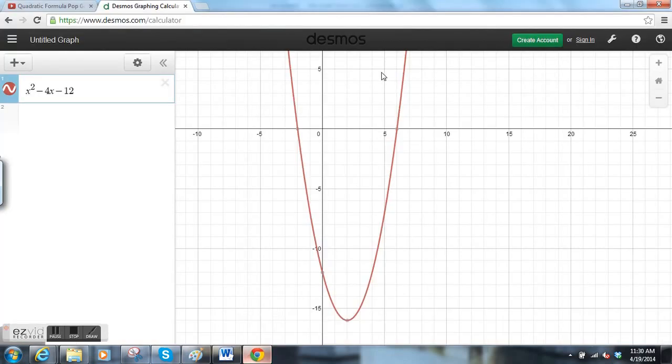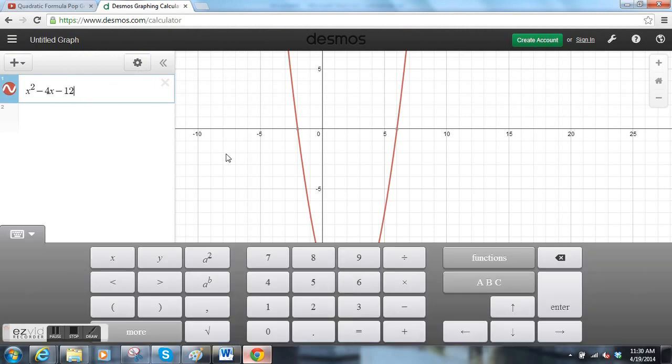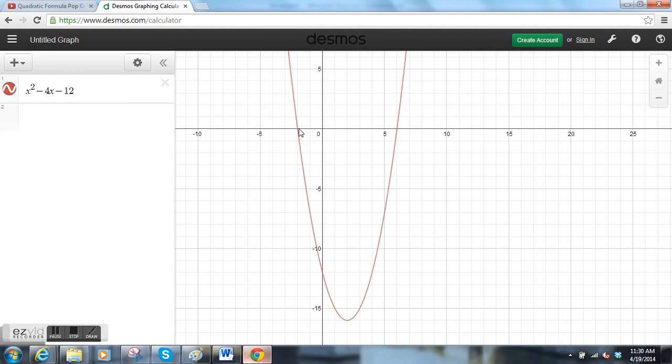I also, very cleverly, graphed this one for you. X squared minus 4x minus 12. You can graph it like this on your graphing calculator, or if you're at home on your iPad, you can use a graphing app. So there's negative 2 and 6.